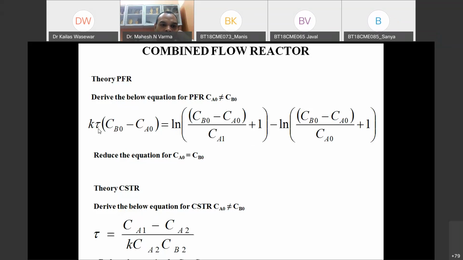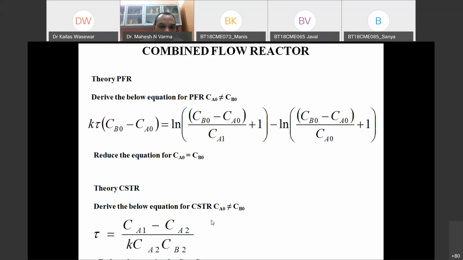So against tau, if you plot this, what slope will you get? You will get the slope k into CB0 minus CA0, and this will be your y-intercept. So you need to draw the graph and get the value of the rate constant. Using this also, only one unknown is there. CA1 is estimated using titration, CB0 is the initial concentration, CA0 is the initial concentration, tau is the residence time. Only one unknown is there, so you can estimate the rate constant also.